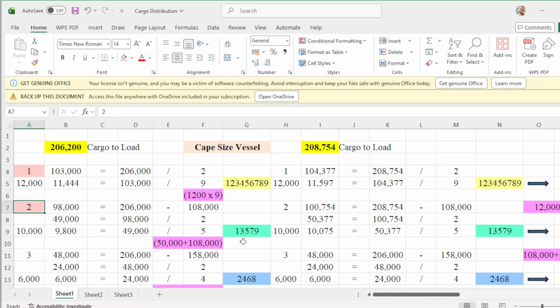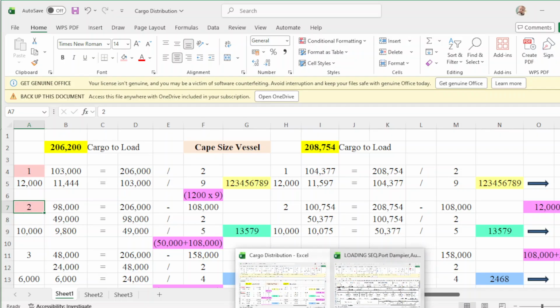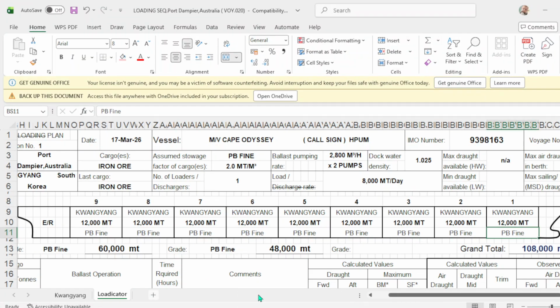So 10,000 for holds 1, 3, 5, 7, 9. So you put here 10,000. That will be 22,000 in hold 1, 22,000 in hold 3, 22,000 in hold 5.